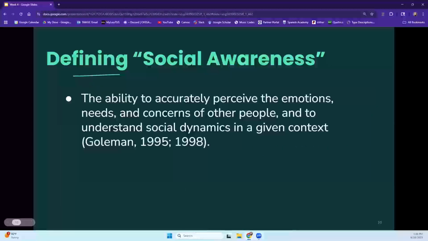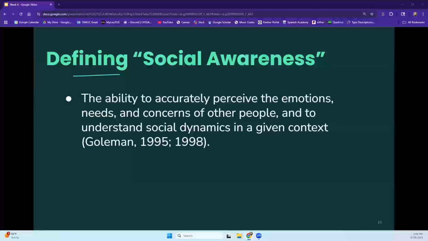So let's define social awareness. And of course, we're going to just pull directly from our source, Goleman, who basically defines social awareness as the ability to accurately, the word accurately is the key word here, perceive the emotions, needs, and concerns of other people, and to understand social dynamics in a given context. We're really going to be looking at that first part of the definition here today. But to understand social dynamics in a given context, we'll look at that in part 2 during week 5.